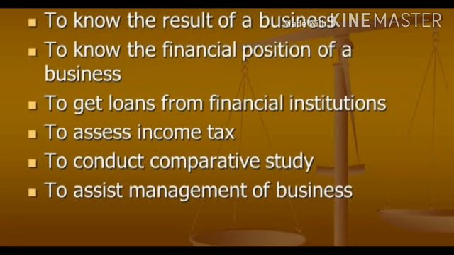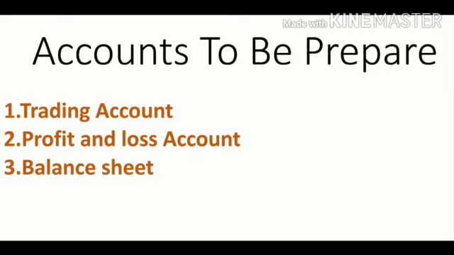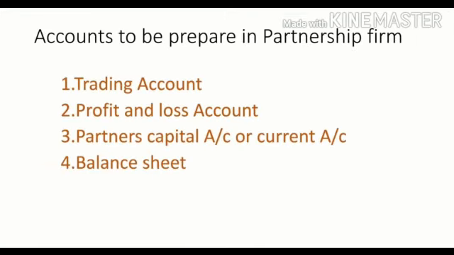Now the next topic is which are the accounts involved in partnership final account. We have studied in 11th standard the final account of sole proprietorship. In that we have seen there are three accounts, or we can say two accounts and one statement. Very first account is trading account, second is profit and loss account, and third one is balance sheet. Balance sheet is not an account, it is just a statement of the firm.